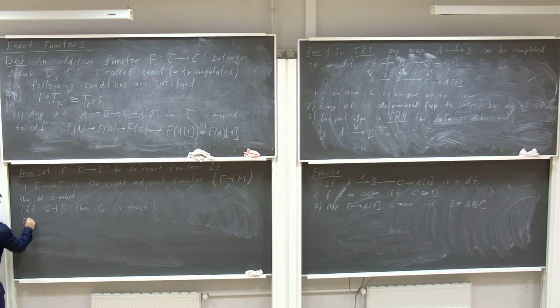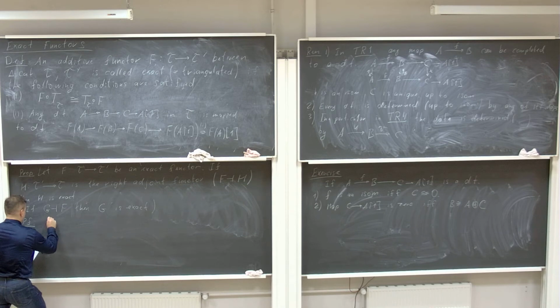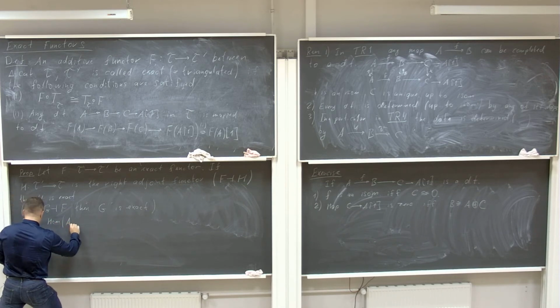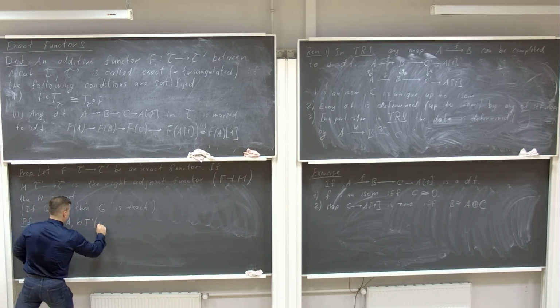Okay, proof. To check that H is exact, we need to check those two properties. So let's start with the first property. I take two objects, A and B, and just do the computation for the adjoint functors. I start with the Hom between A, then I have H of T prime of B.